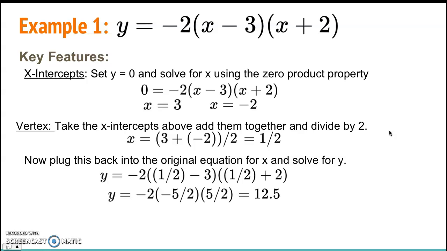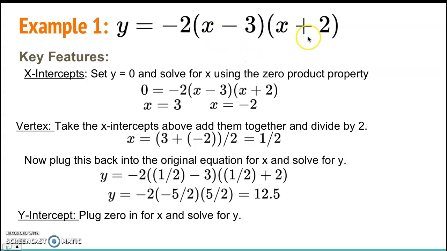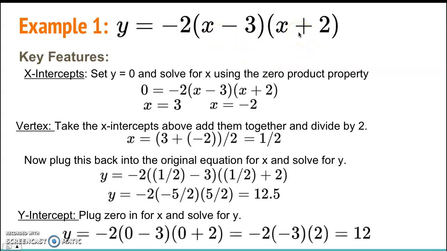The last thing we want to find is the y-intercept. The y-intercept, remember, is when you hit the y-axis. To hit the y-axis, x must be 0. So we plug in 0 for both of our x's. We'll have negative 2 times negative 3 times positive 2, and we get positive 6 times 2, or positive 12.